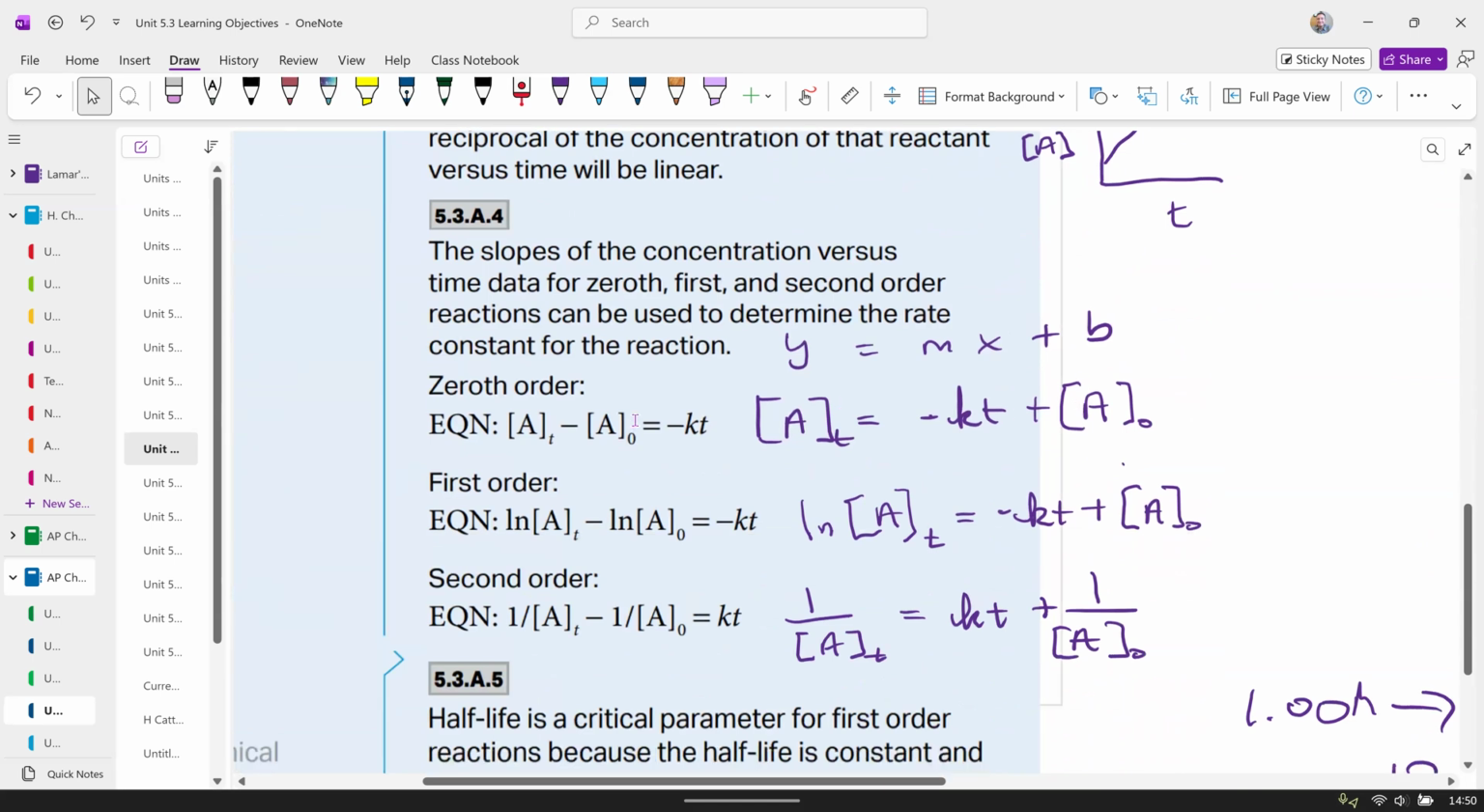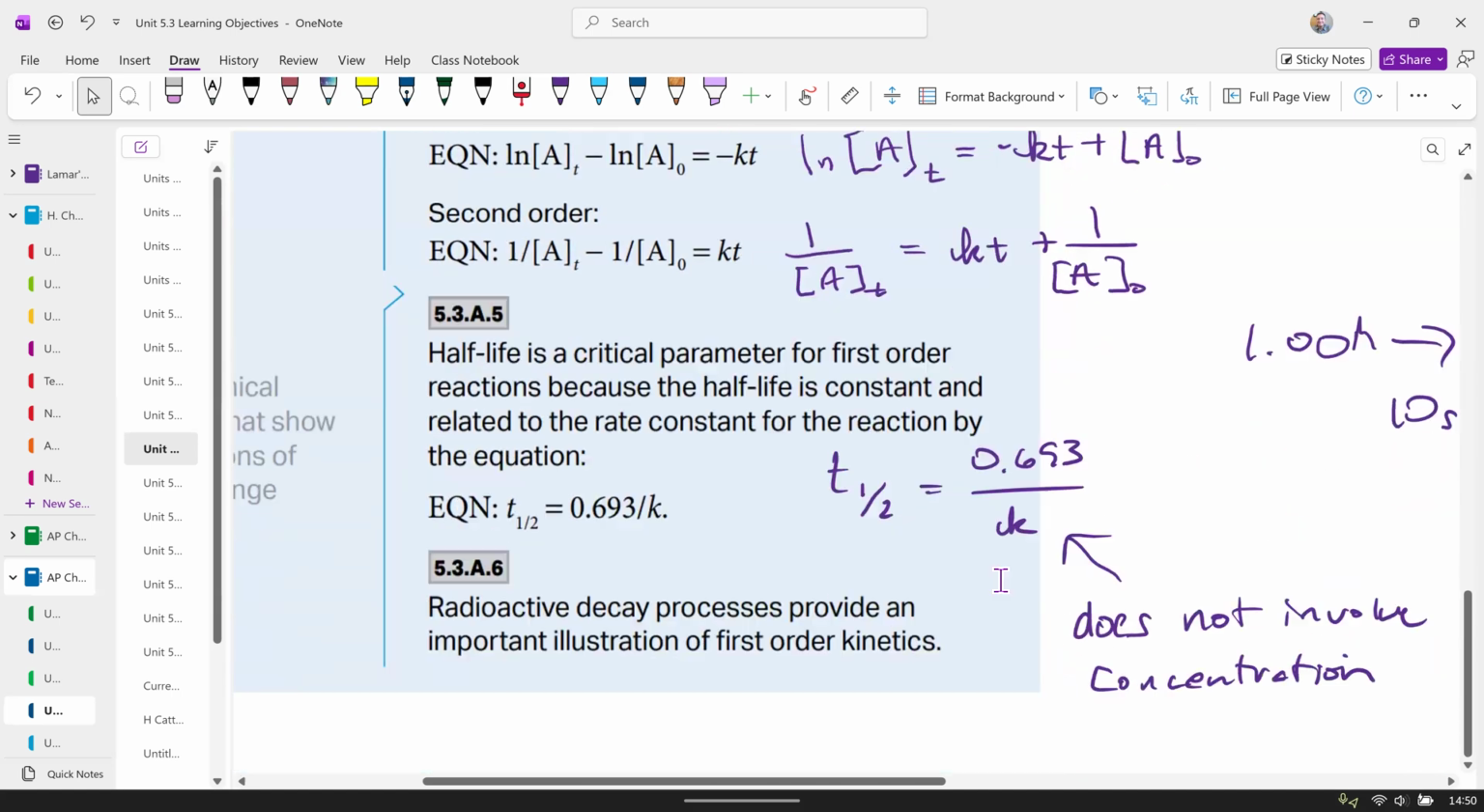Things that they mention here is that the slopes of the concentration versus time data for the zero, first, and second order reactions can be used to determine the rate constant. And what is the rate constant? That is k, a rate proportionality constant. If we look at y equals mx plus b, we see the m is the value of what? k. And so we can get the value of k right from the slope of the line, knowing that, it doesn't say it here, the value of k is always going to be positive.